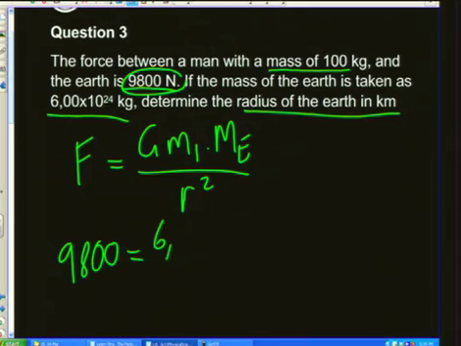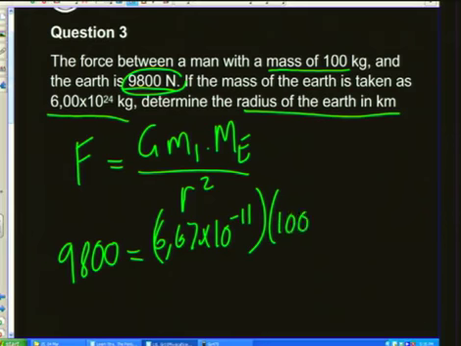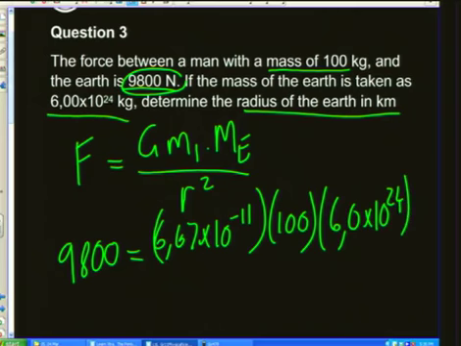We're going to put the 6,67 times 10 to the minus 11 over there. Put it in brackets so we don't forget it. We've got the mass of the man. He's 100 kilograms. And we've got the mass of the Earth is 6,0 times 10 to the 24 kilograms. We don't know what r squared is. So that's what we've got to find.